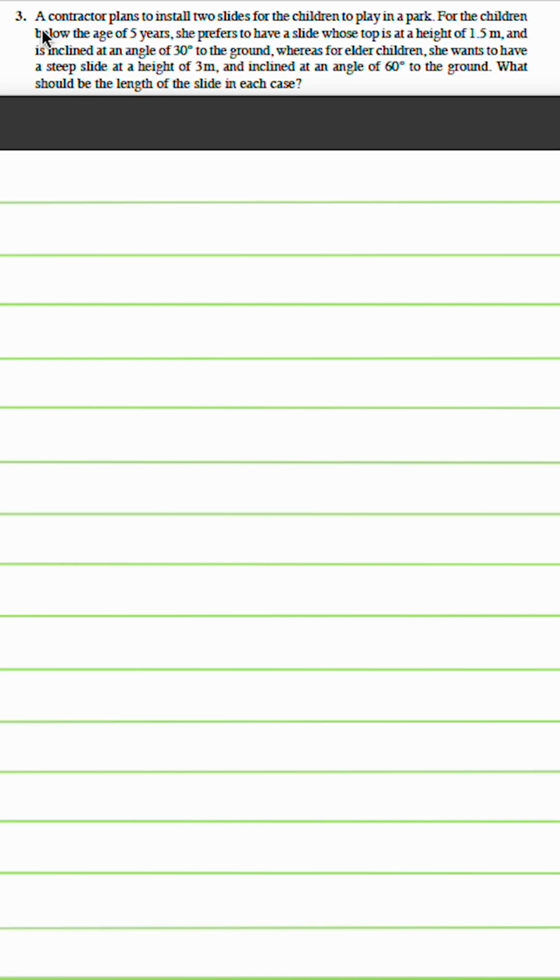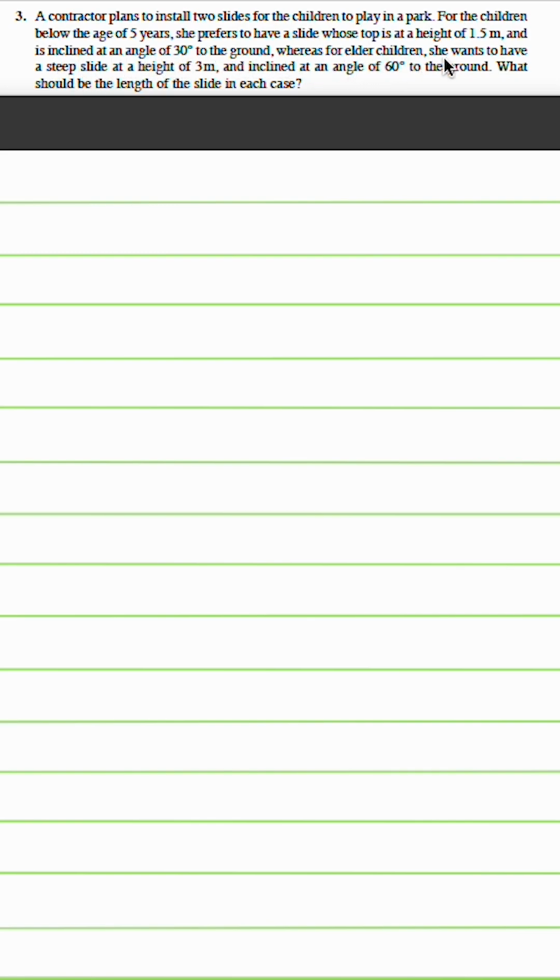Good morning, students. Let us solve the third question in exercise 9.1. A contractor plans to install two slides for the children to play in the park. For the children below the age of 5 years, she prefers to have a slide whose top is at a height of 1.5 meter and it is inclined at an angle of 30 degree to the ground.